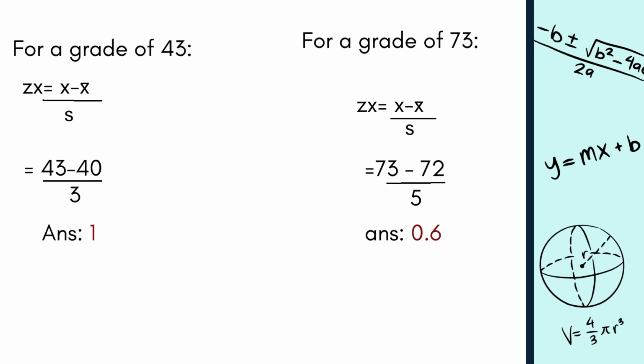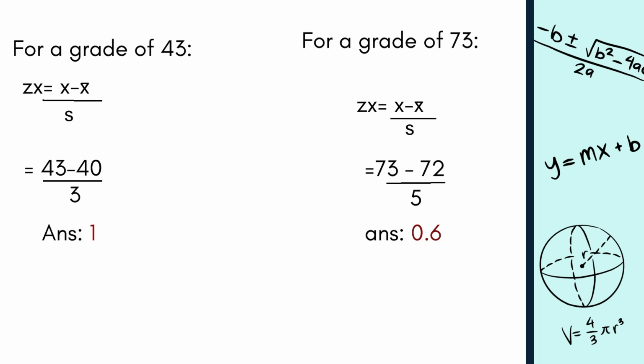For the second one, the geometry test, for a grade of 73, same process. 73 minus 72 divided by 5, the answer is 0.26. So that is the z-score of the two tests. In algebra it is 1, and in geometry it is 0.6. So, what do you think, guys? Which of the following has a better relative position? I'll give you 5 seconds to think. 5, 4, 3, 2, 1.